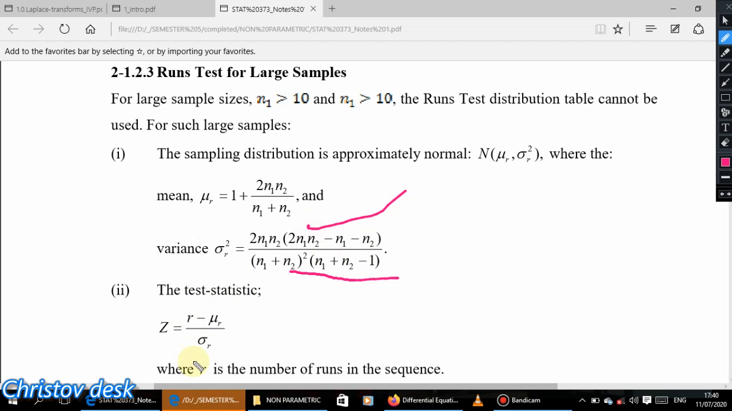And then we'll find our test statistic. This R is the number of runs. So first of all, I have to know the number of runs. Just calculate the number of runs, and then know the mean. So number of runs minus mean, over standard deviation, will be your test statistic.